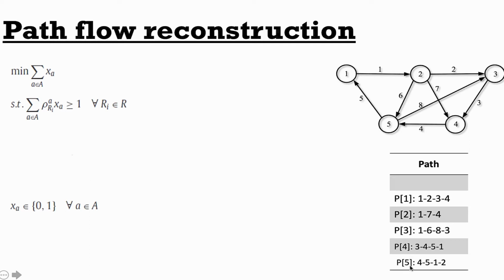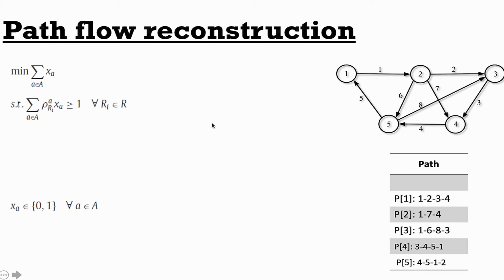Let's do another example. Path 5 includes link 4, 5, 1, and 2. Now we get back to the network. We start from link 4, then we get to link 5, then we get to link 1, and the last link is link 2. So we start from here and we end up here. Basically, this path connects node 4 to node 3.